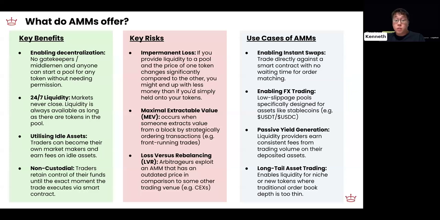Then there's also loss versus rebalancing. Basically, there's an arbitrage opportunity on chain where the price quote on a DEX is either higher or lower than the price on a centralized exchange. People can then come in to arbitrage this price and impact the LP. To summarize some use cases of AMMs, they enable swap transactions to happen on chain. You can also set up low slippage liquidity pools for stablecoin swaps. You can also utilize idle assets for yield generation, and open new liquidity pools for long-tail assets such as new tokens that have just launched.